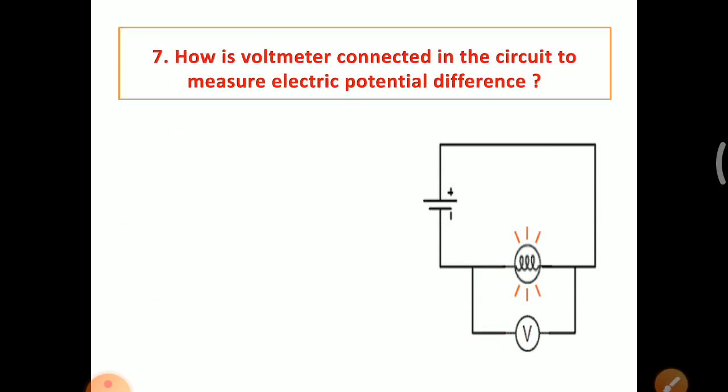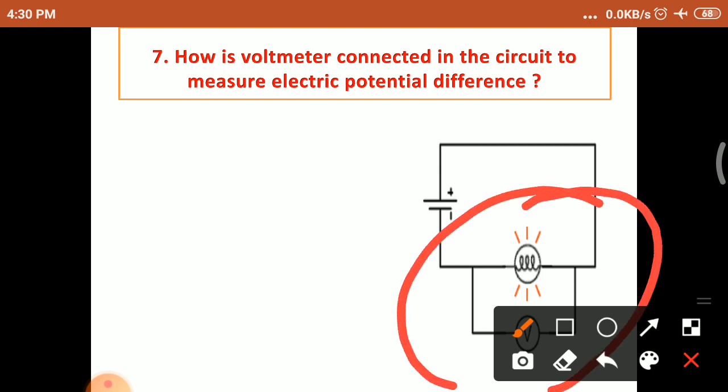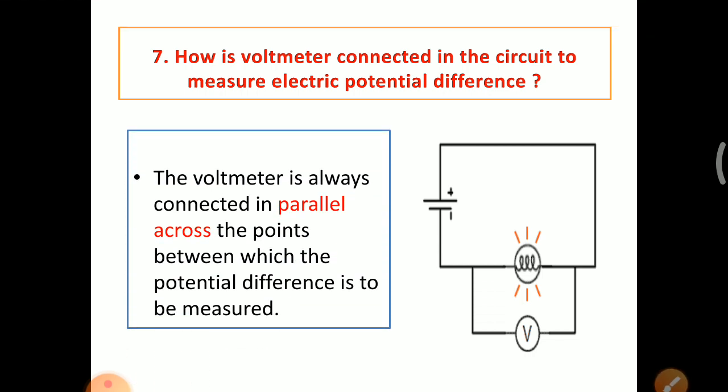The next question, how is a voltmeter connected in the circuit to measure electric potential difference? Look at this diagram. Here the voltmeter is connected across the 2 points. So the voltmeter is always connected in parallel across the points between which the potential difference is to be measured. Dear students, I hope you understood the answers. If you wrote wrong answers, please correct them.